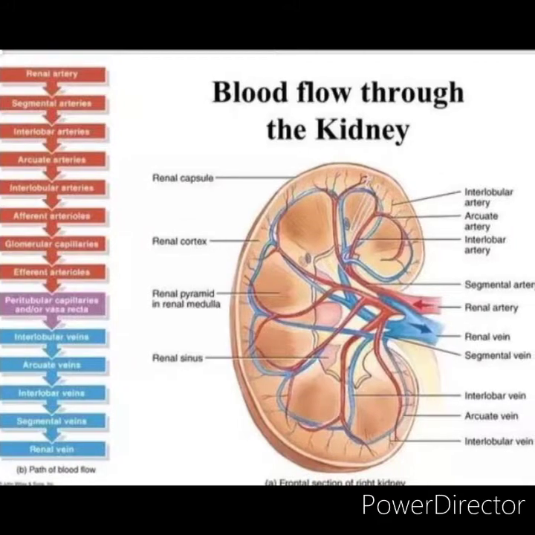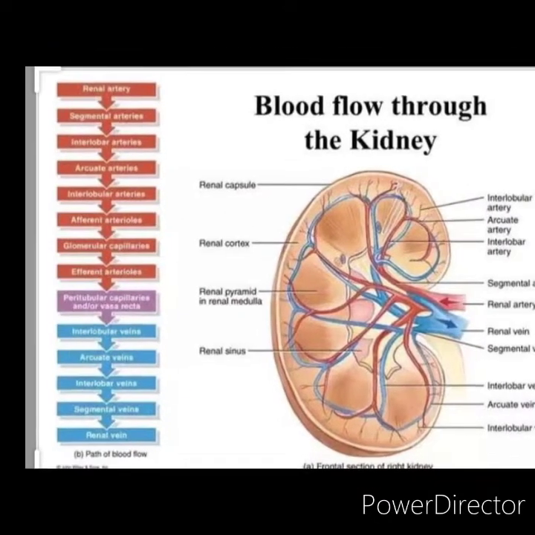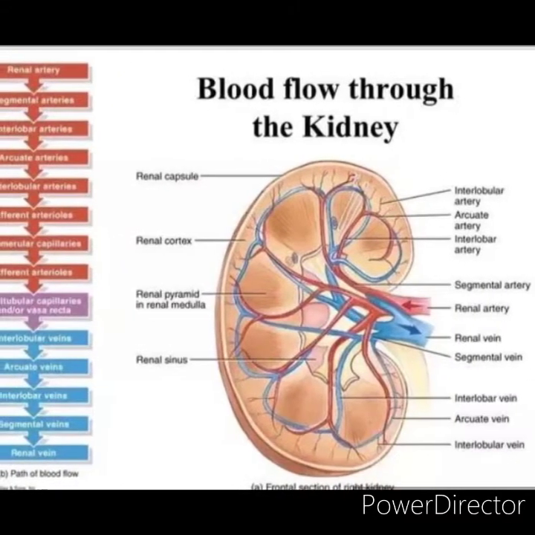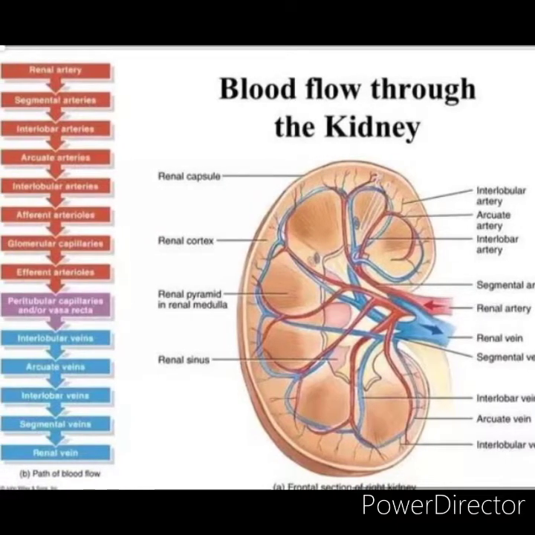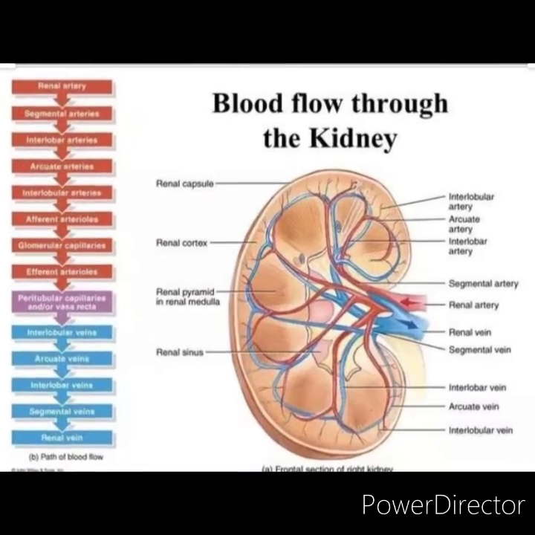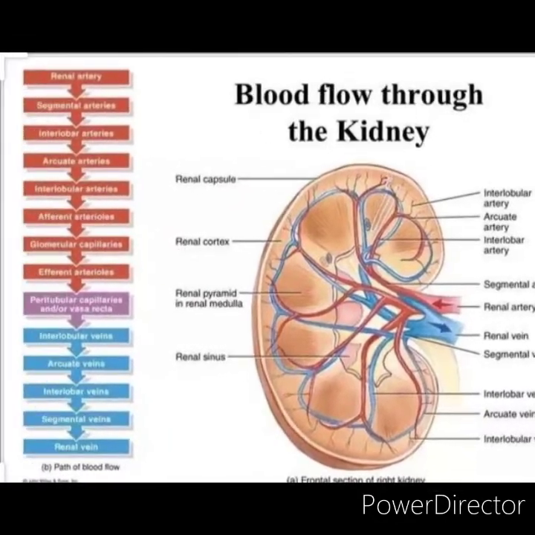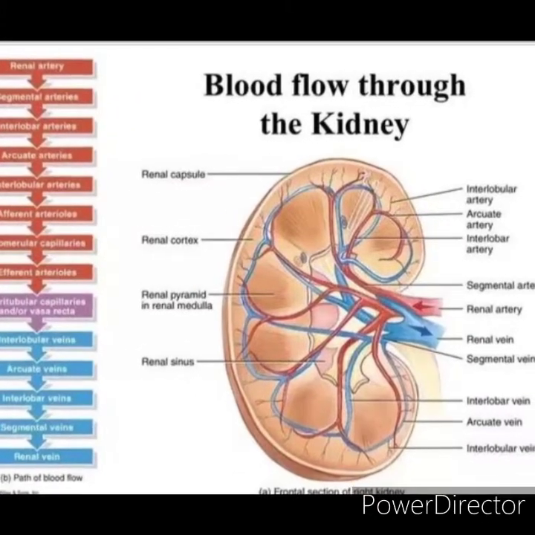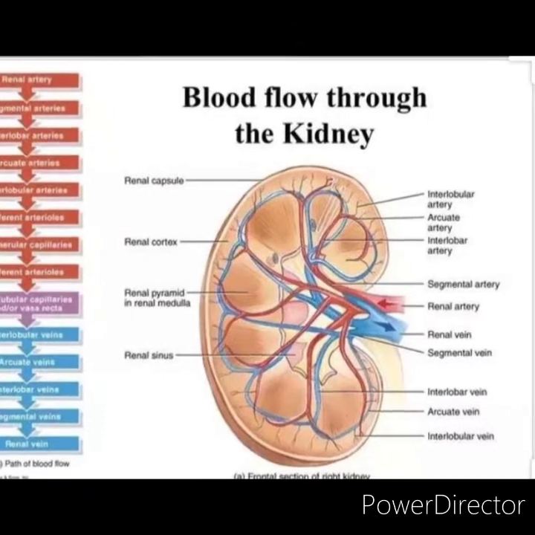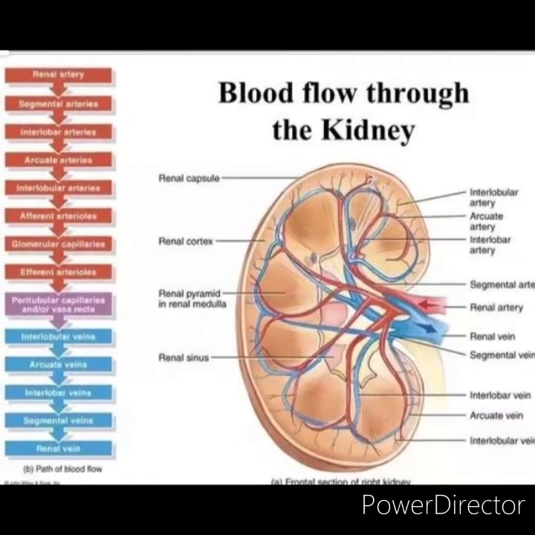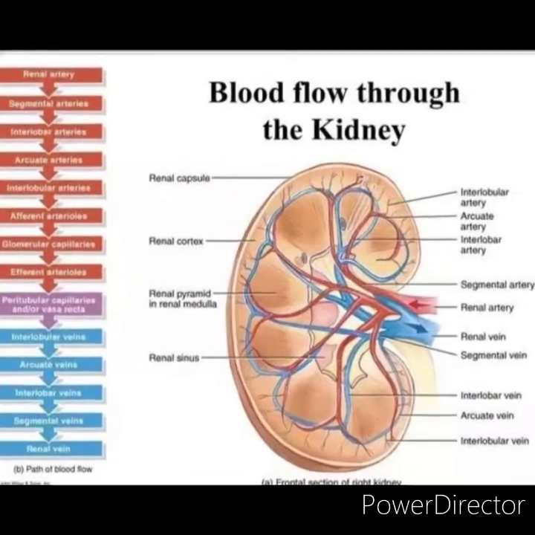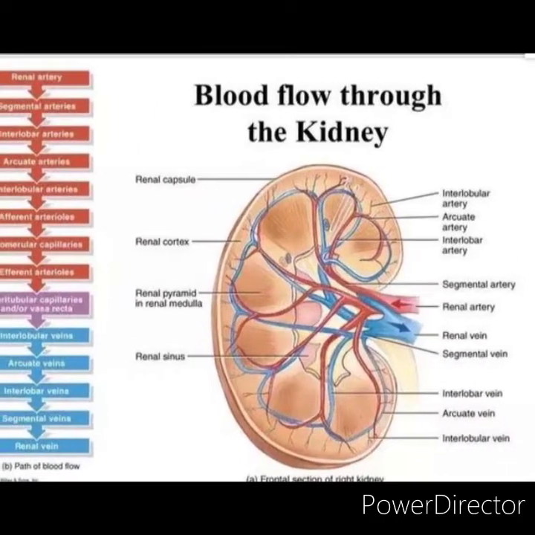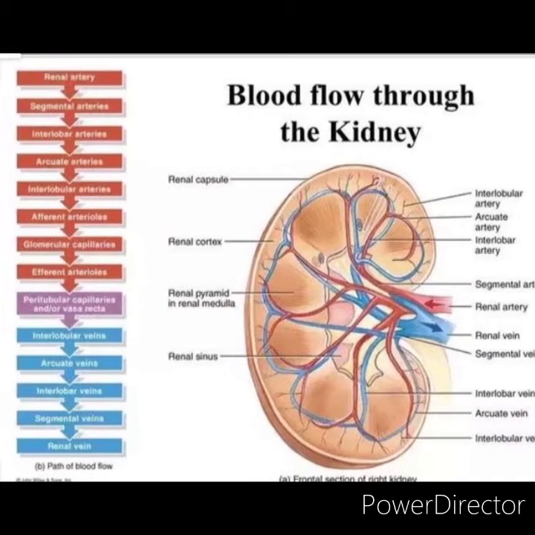The peritubular capillaries and vasa recta drain into the venous system. Venous system starts with peritubular venules and the other vessels are interlobular veins, arcuate veins, interlobar veins, segmental veins, and finally the renal vein. Renal vein leaves the kidney through the hilus and joins inferior vena cava. Measurement of renal blood flow. The blood flow to kidney is measured by using plasma clearance of para-aminohippuric acid.